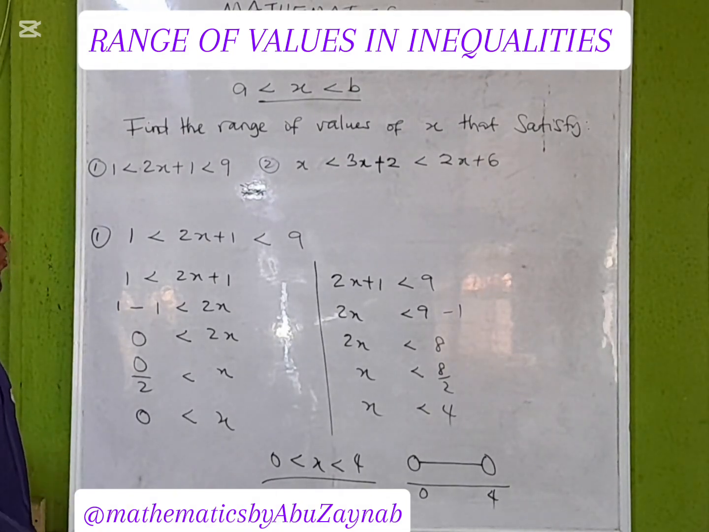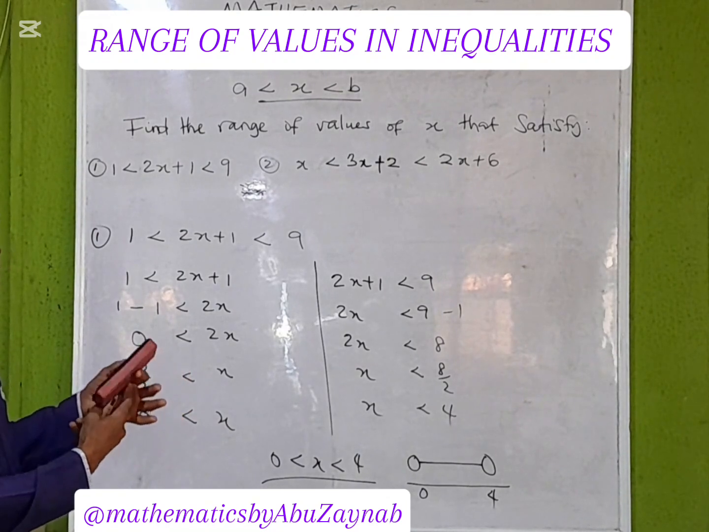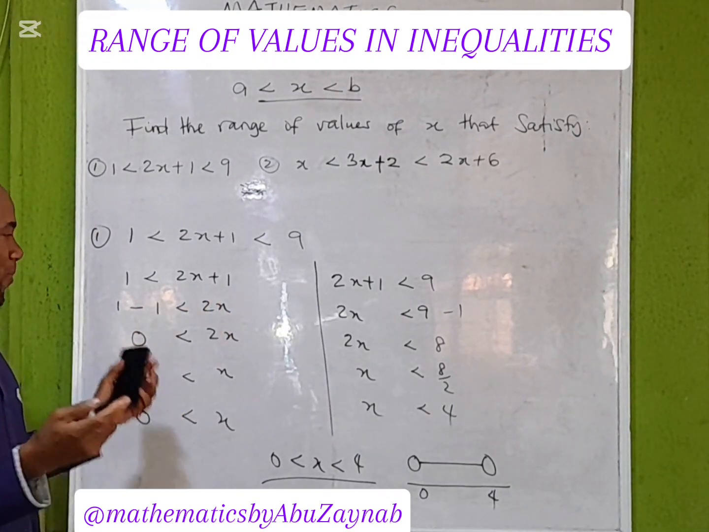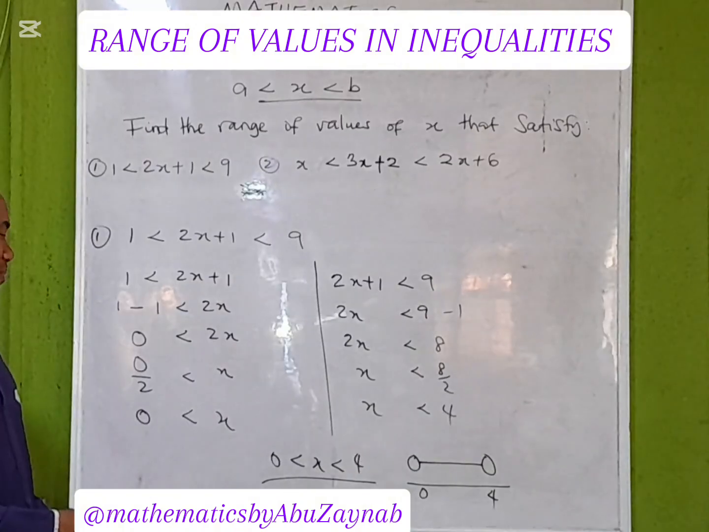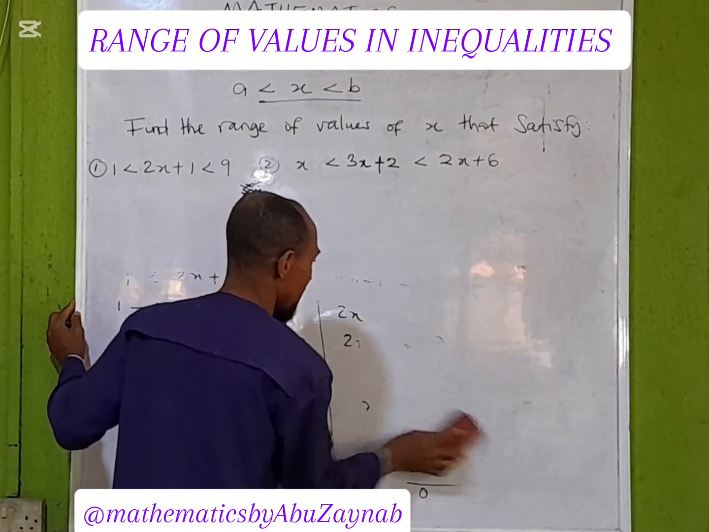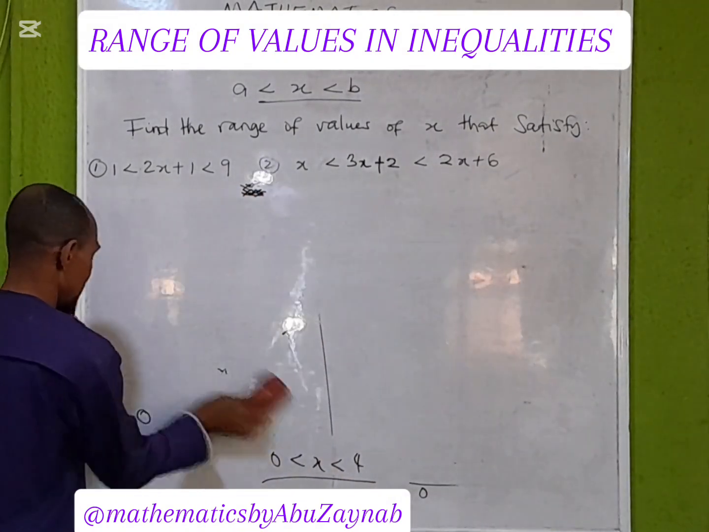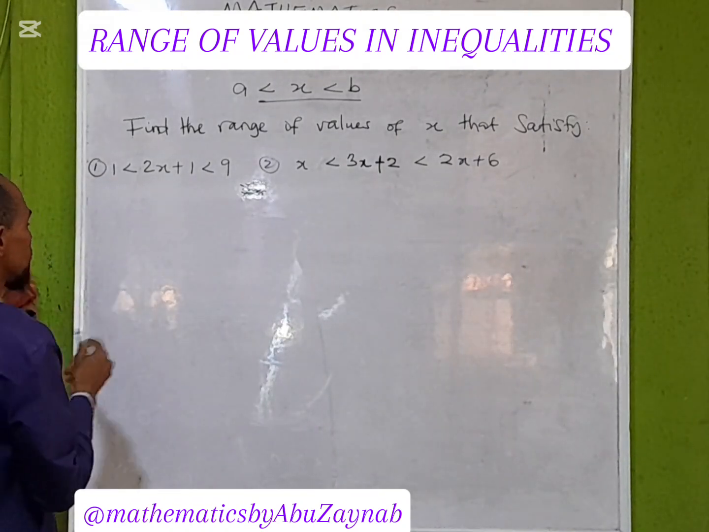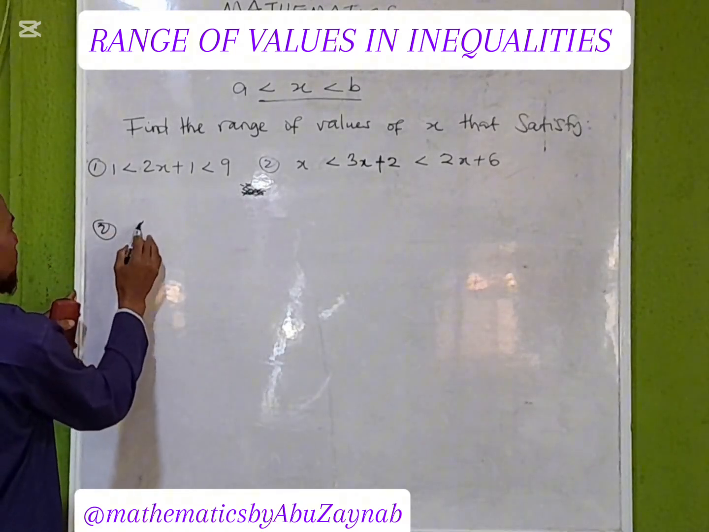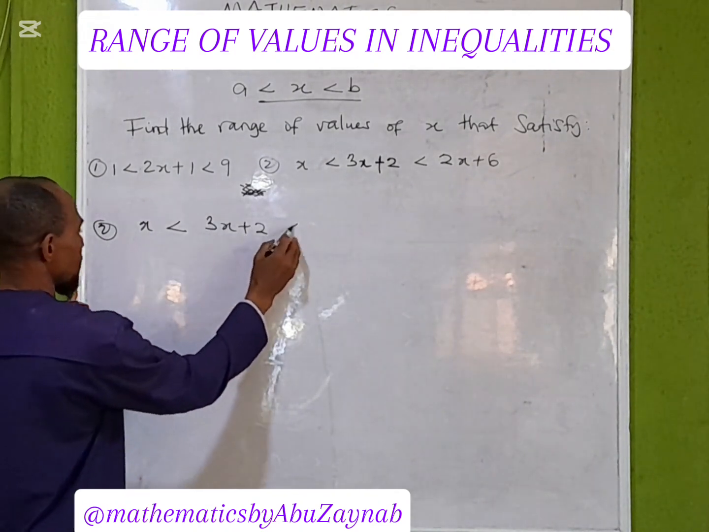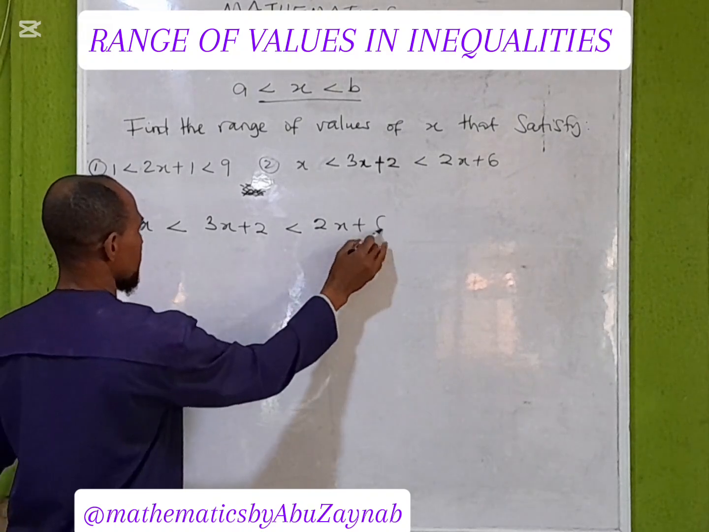What you need to do is to break the merged statement into two separate parts and solve them individually and possibly see if we can fuse them. Okay, let's take number 2. Question number 2 is pretty much the same as this. We have X less than 3X plus 2 less than 2X plus 6.